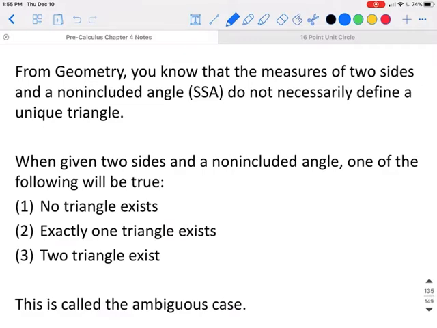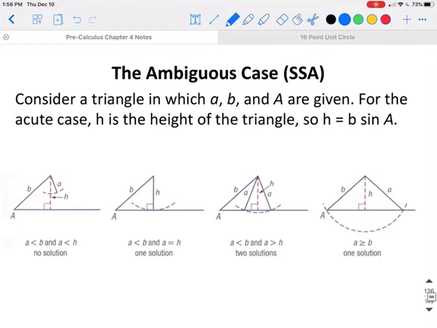From geometry, you know that the measures of two sides and a non-included angle, that's side-side-angle, or angle-side-side, does not define a unique triangle. Remember, it doesn't define a unique triangle because angle-side-side is bad. So when given two sides and a non-included angle, we have three different possibilities. It's possible that no triangle exists, we could have exactly one triangle, or there can be two different triangles that exist. This is called the ambiguous case.